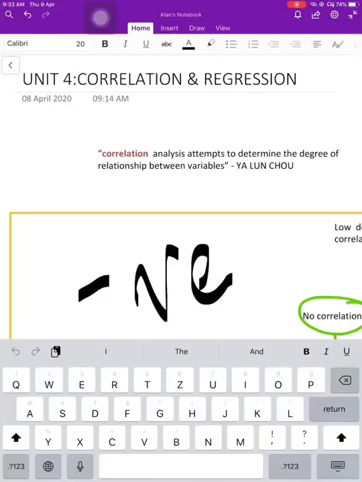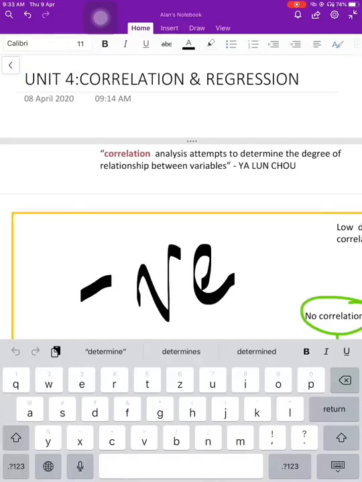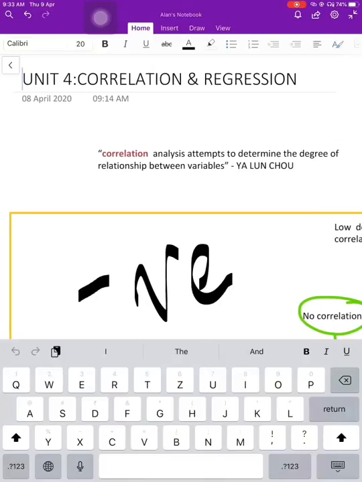Today, we are going to study correlation and regression. As a part of the fourth unit, we will initially go through the meaning of correlation. So, what is correlation? Basically, correlation analysis attempts to determine the degree of relationship between two variables. This is a definition given by Yalun Cho, but what is the meaning of correlation?